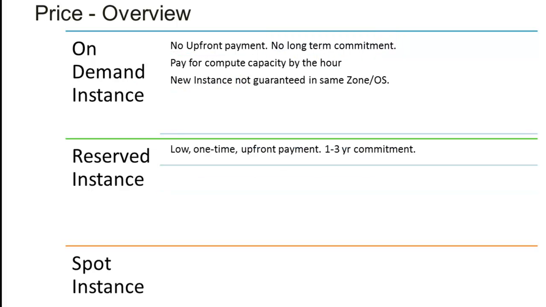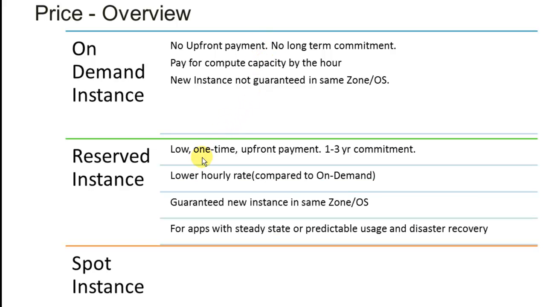Now to solve this problem, there is another concept called reserved instance. It is a low one-time upfront payment. It is a small payment you have to pay. So here there is a low one-time upfront payment and a small commitment of 1 to 3 years. So that is where it is important.